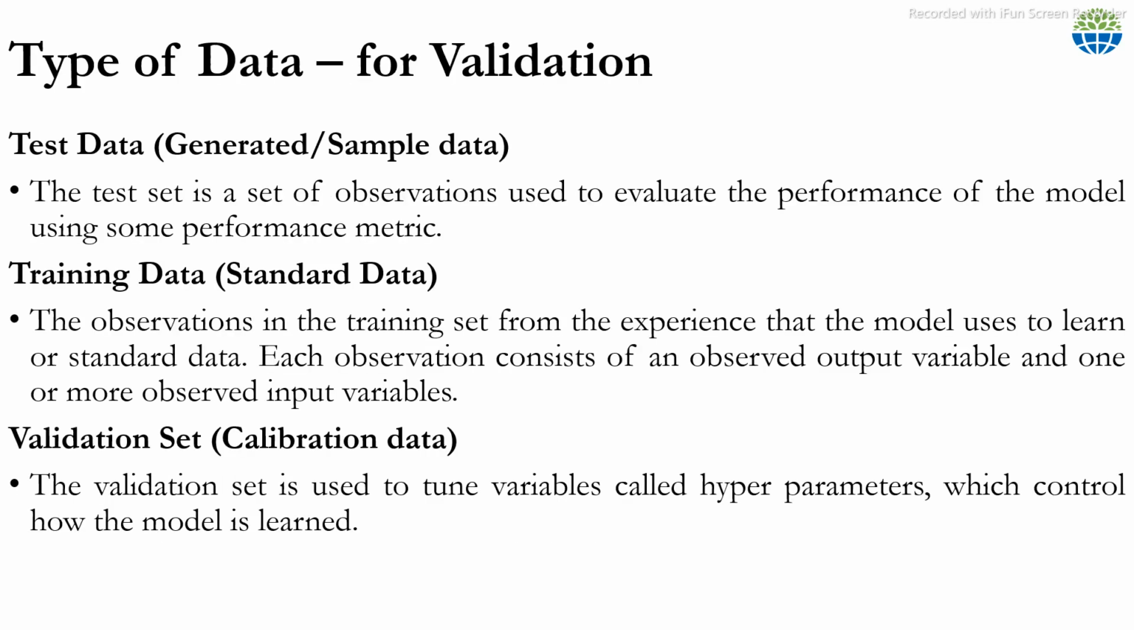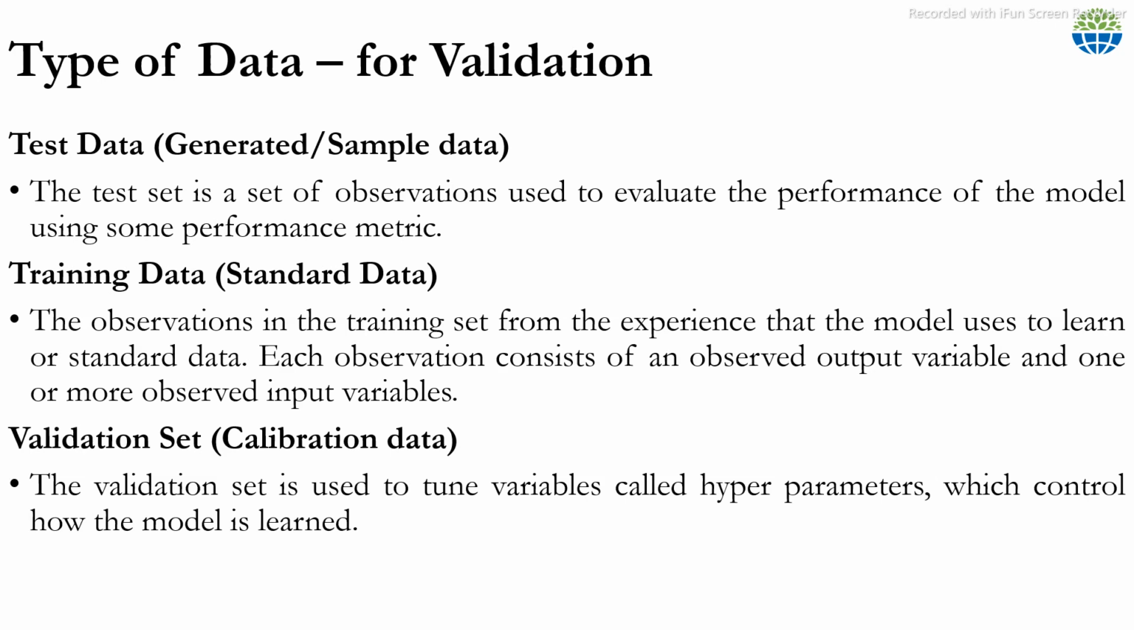For data validation, the first type of data is test data. Test data means whatever generated data or sample data, exactly the data which we have recorded, generated from the experiment, or recorded from the observation, right? The second one is the training data. Training data is the standard data. Standard data means things like air quality standards, noise standards, etc.